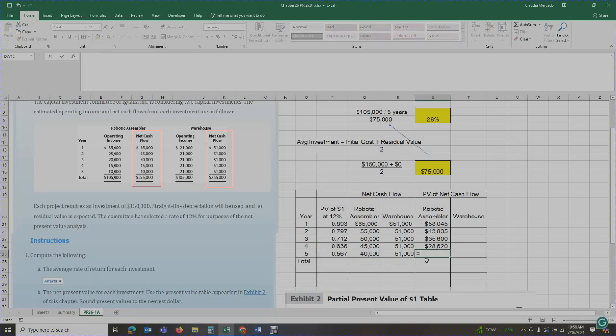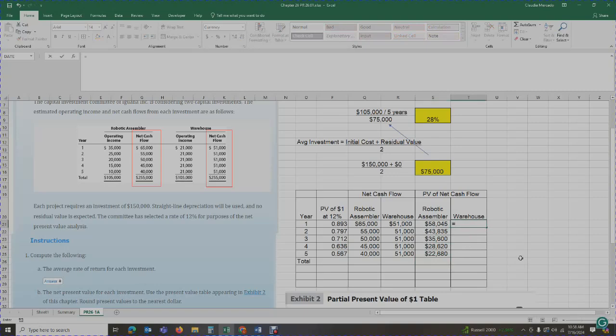That's going to give me $28,620. And then last but not least, I've got my robotic assembler for year 5 with net cash flows of $40,000 times my rate for year 5. That's going to give me $22,680. We're going to repeat the same step, but now we're going to pick up the information for the warehouse.